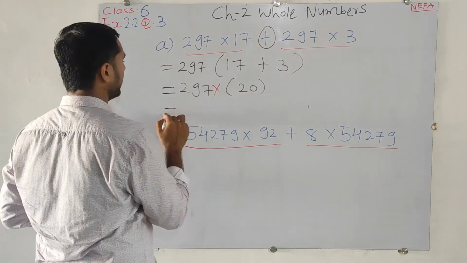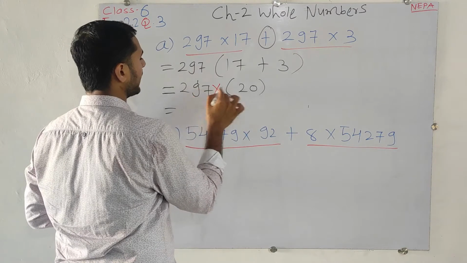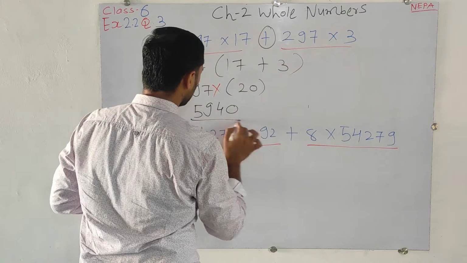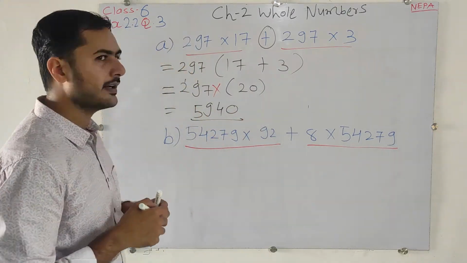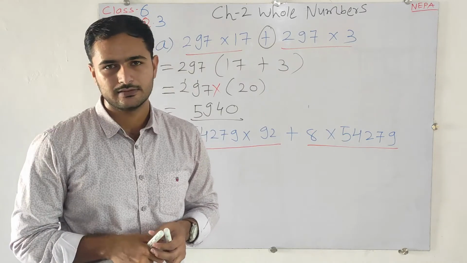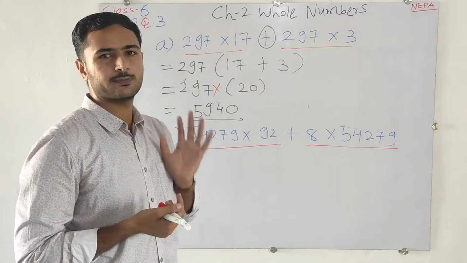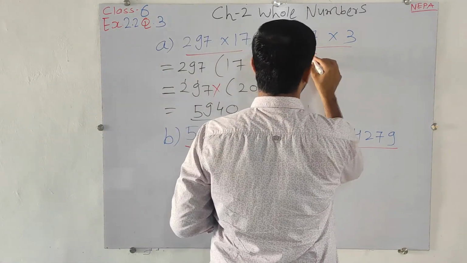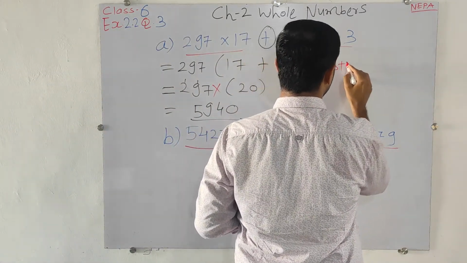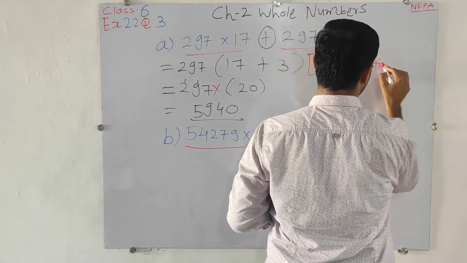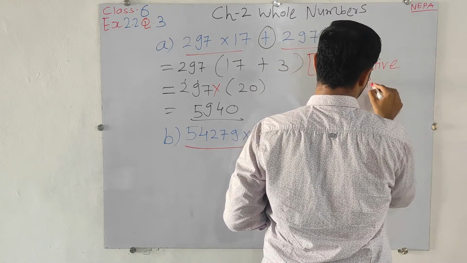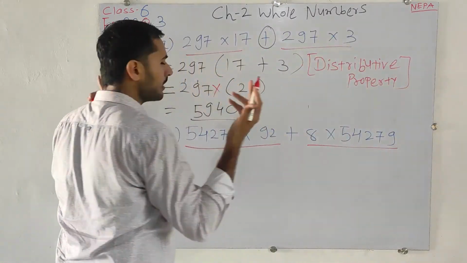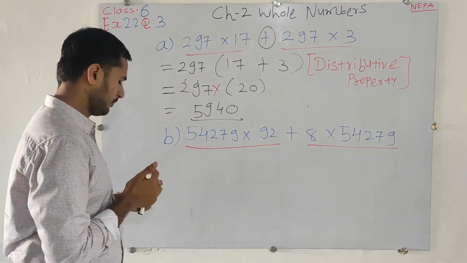So our answer will be: 2 7s are 14, 1 carry, 2 9s are 18, 18 and 1 is 19, 1 carry, 2 twos are 4 and 1 is 5, and this 0. So the answer is 5940. That's our final answer. I hope you understood this process. And which property did we use? That is distributive. Actually, we just distribute the numbers like that. Fine. Now the B1 next.